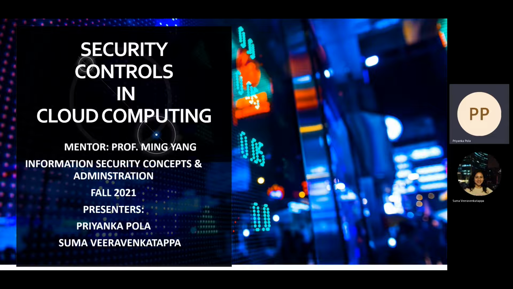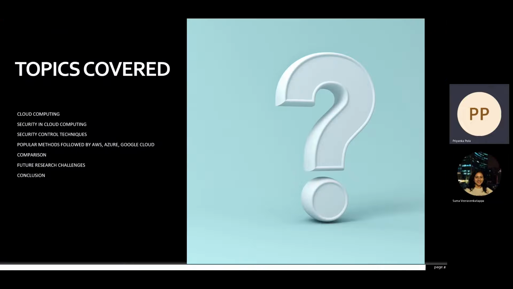So moving on to the next slide, I would like to break the presentation into the following topics, mainly focusing on cloud computing, security in cloud computing, a few security control techniques followed by AWS, Azure, and Google Cloud, then possible future research directions, and more.